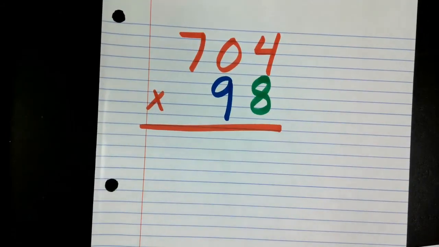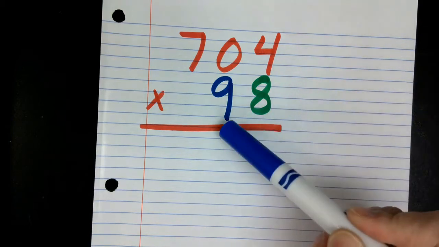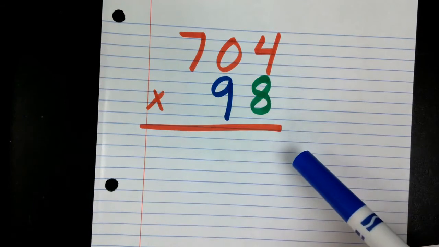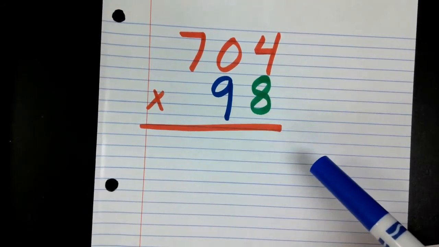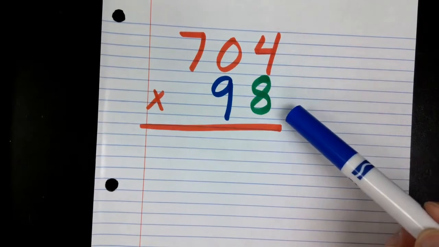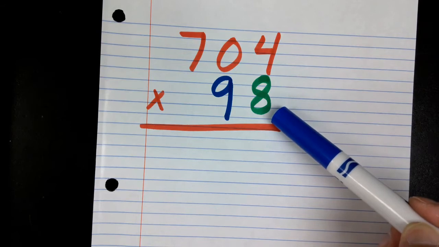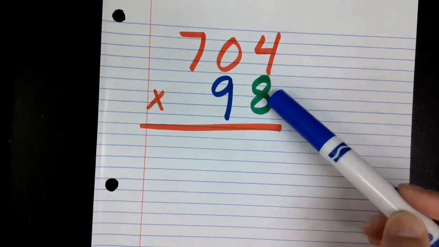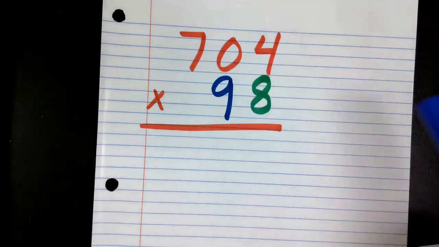So for this question, we're going to multiply 704 by 98. And as you can see, I've made the 8 and the 9 different colors because they're different place values. And I've also lined up my numbers so that the longer number is on the top and the smaller one is on the bottom. So to begin this, we're going to start with the 8 in the ones position. And we're going to multiply it by the 4, followed by the 0, followed by the 7.